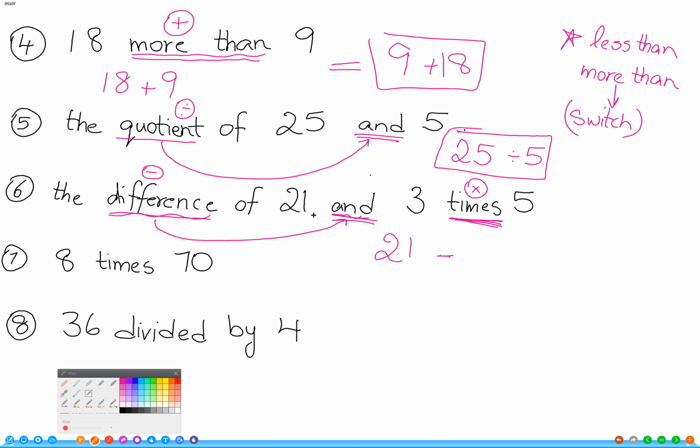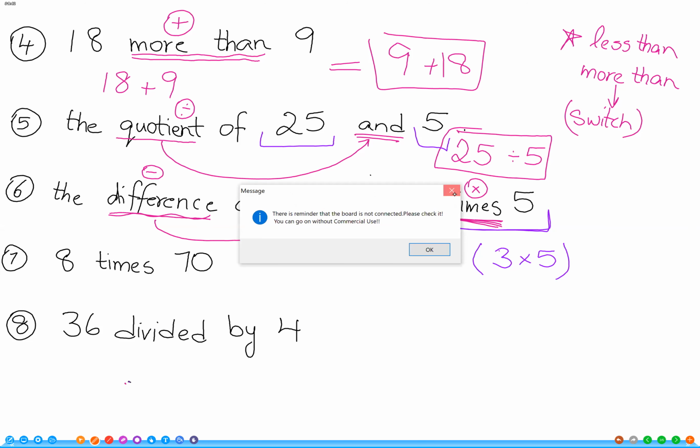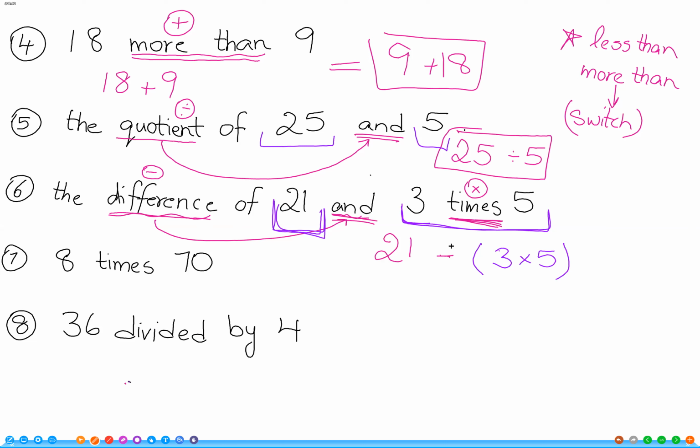So this would be the first part, and this would be the second part. So it would be 21 minus 3 times 5 in brackets. As we did with the quotient of 25 and 5, it was two different numbers. Therefore, in question 6, the difference of 21 and 3 times 5, it is 21 minus, and 3 times 5 would be inside the brackets. I hope this is clear.